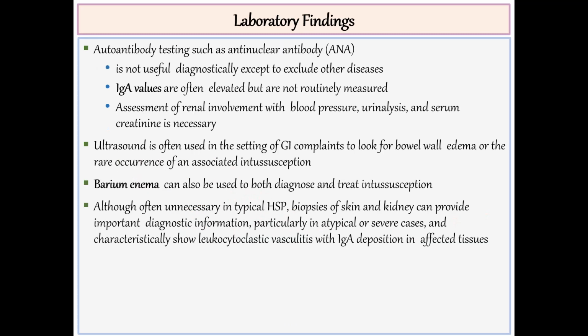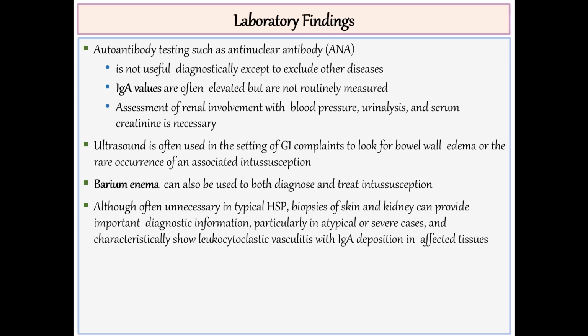Autoantibody testing such as antinuclear antibody, ANA, is not useful diagnostically except to exclude other diseases. IgA values are often elevated but are not routinely measured. Assessment of renal involvement with blood pressure, urinalysis, and serum creatinine is necessary. Ultrasound is often used in the setting of GI complaints to look for bowel wall edema or the rare occurrence of an associated intussusception. Barium enema can also be used to both diagnose and treat intussusception.